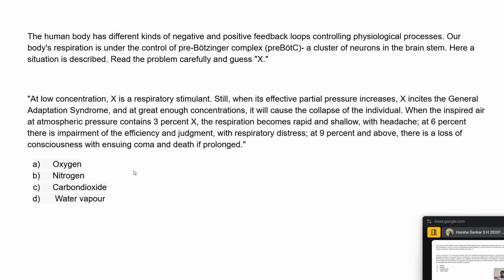So the correct answer is carbon dioxide. That's why higher carbon dioxide has a poisoning effect. It can affect consciousness, and if it continues, death can also happen.